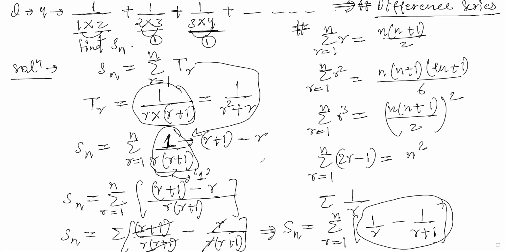And how you will be getting to that transformation part is, you have to multiply the whole term by the common difference and then write the difference as the difference of these two parts.